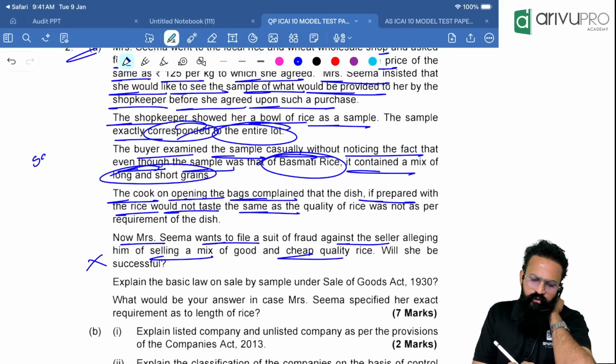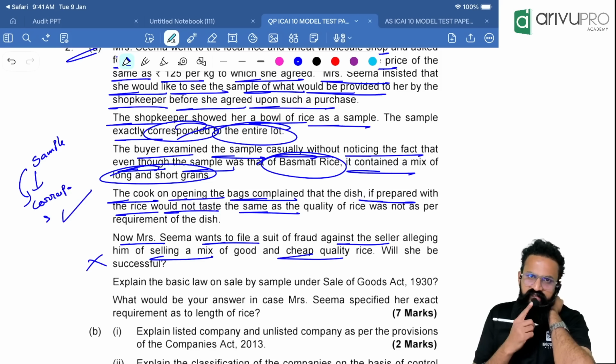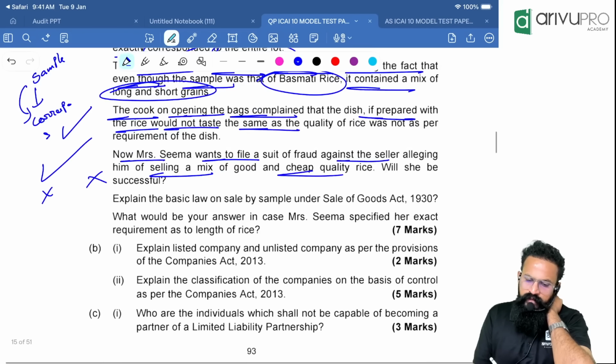Because whenever the goods are sold by sample, and if an opportunity is given to the buyer to check it, and you need to check it, does the bulk correspond to the sample? In this case, the answer is yes, you were negligent. So the answer is no, you will not be successful.